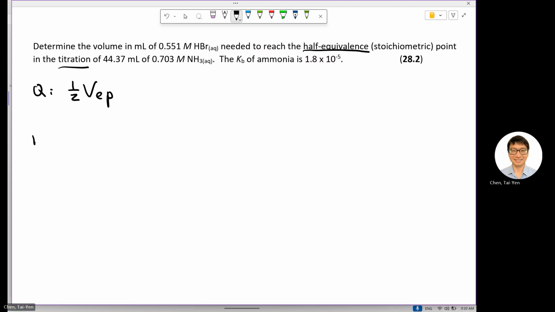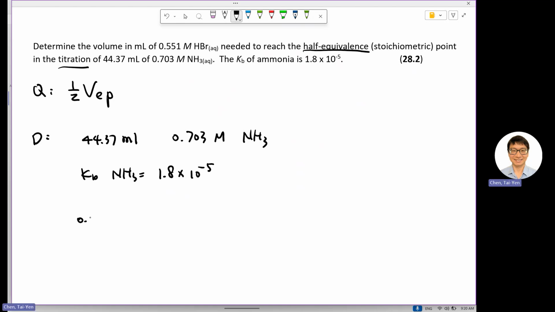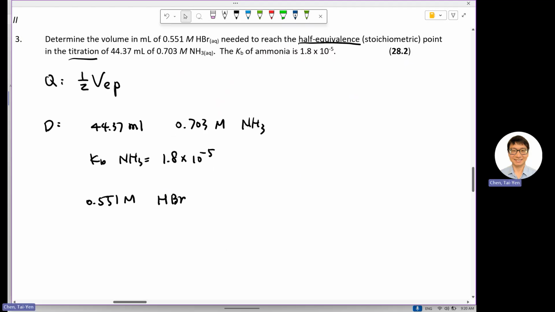Okay? Data. You have 44.37 milliliters, 0.703 M NH3. Kb for your NH3 equals 1.8 times 10 to the negative 5. And then the other one is 0.551 M HBr. Okay? So that's all the data that you have.